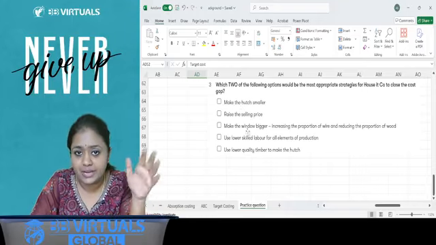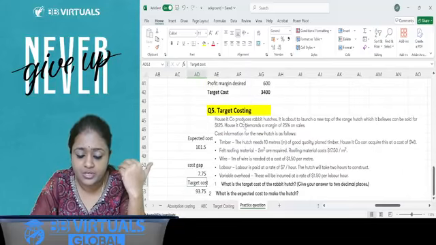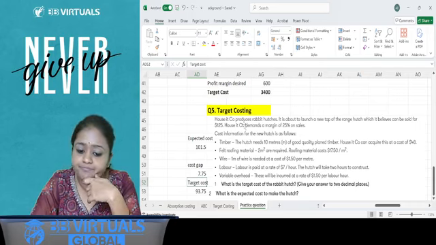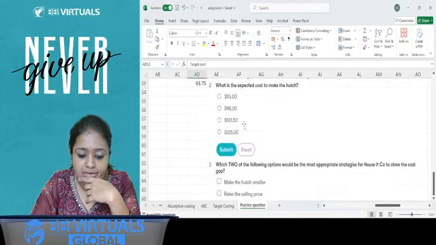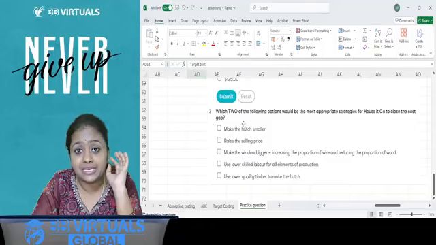Generally no, but let's look at the other questions. If the hutch is being made smaller and it is not reducing the quality, the hutch is basically where the rabbits will live. If we can make it smaller without affecting quality, then yes, we can. But let's look at the other options.